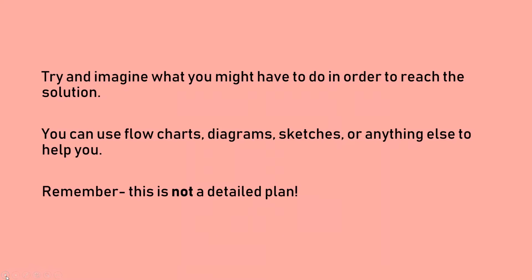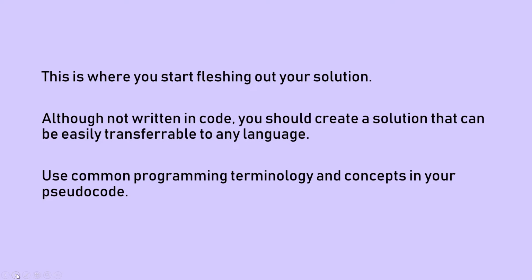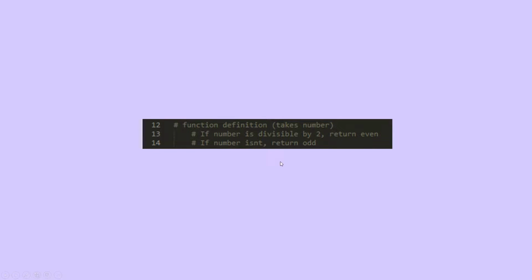And if I actually go back a couple of slides, you'll see, now ignore the outlier cases for now, but you can see that it says odd or even, the function, conditional, return even, conditional, return odd. And if we go forward back to our pseudocode here, you can see that we have conditional even, conditional odd. It's just a little bit more detailed. So you're kind of building up the solution step by step, detailing it every step of the way until you finally come to the solution.